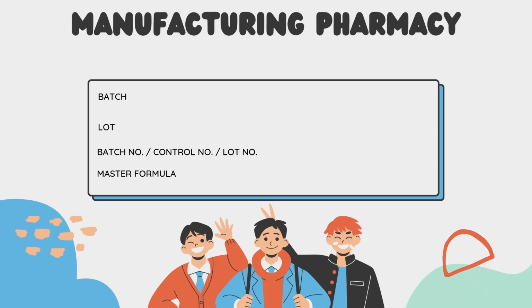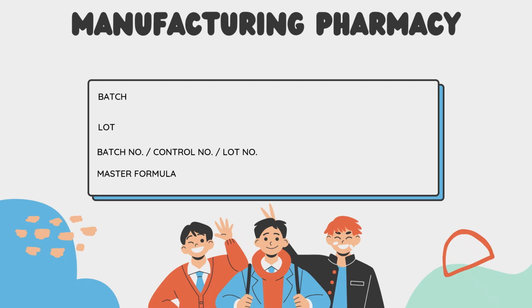affected product came from. And finally, we have the master formula. This is the official document that contains the complete manufacturing instructions, including ingredients, equipment, process steps, in-process checks, expected yields. Every batch must follow the approved master formula. No shortcuts, no improvisations. Whatever's in the master formula, that's what must be followed, because that version has been validated, approved, and documented for safety, quality, and compliance.